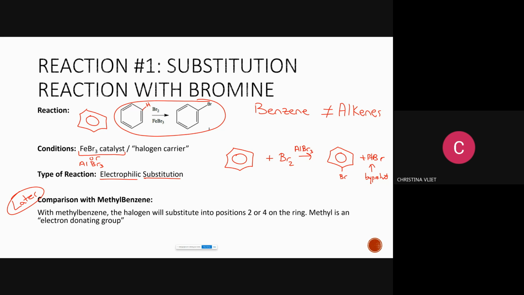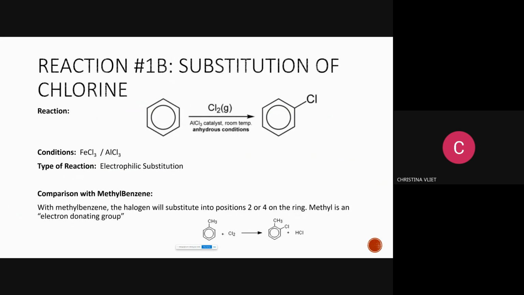The next reaction is almost exactly the same. I wrote it as reaction number 2, but if you pay attention, it's the same thing. If you look at the next one, it says substitution with chlorine. So instead of bromine, we use chlorine. So that means the catalyst would be the same thing, but instead of FeBr3 or AlBr3, we would use a catalyst of FeCl3 or AlCl3.